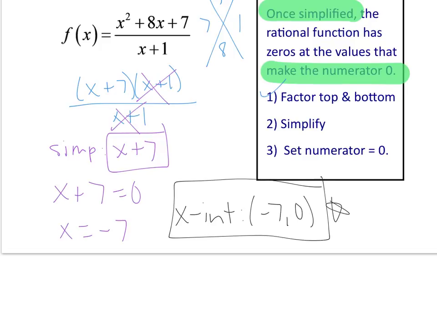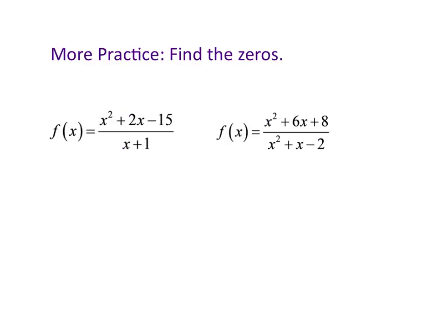So these are the two pieces of information we are looking for: the simplified version of our rational function and the x-intercept. Okay, let's look at a few more examples for finding the zeros and getting our simplified version of our rational function. So let's look at the first one, f of x equals x squared plus 2x minus 15 over x plus 1. So factors of negative 15 that when added together give me 2 are x plus 5 and x minus 3, all over x plus 1. And that actually is our simplified version because I can't factor anything out.